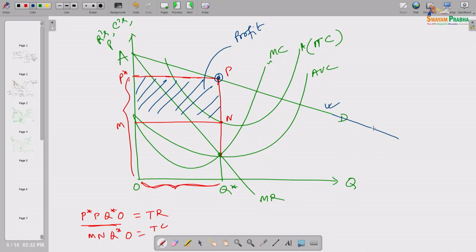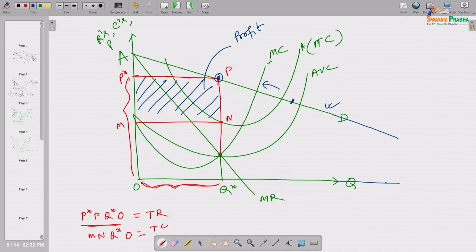Now we will prove that this P point will always lie on the elastic segment of his demand curve. AD is the demand curve. If you extend this demand curve to where it hits the horizontal axis, you can easily understand that this point is to the left of the midpoint of this demand curve. So we are getting an impression from the diagram that it is always in the elastic segment.